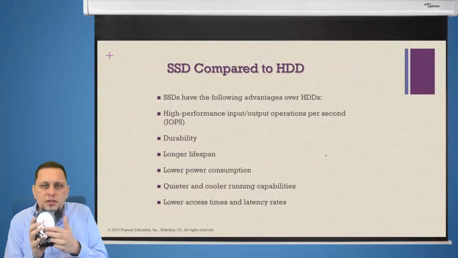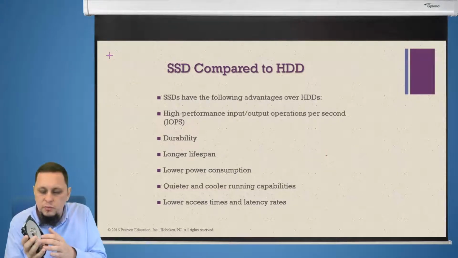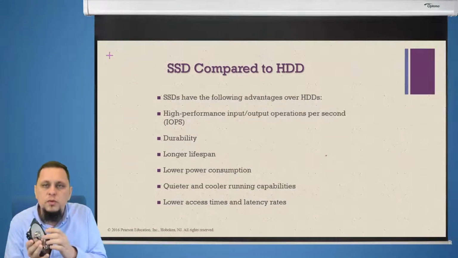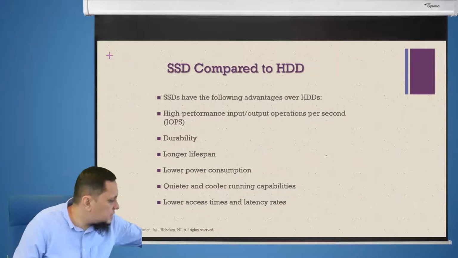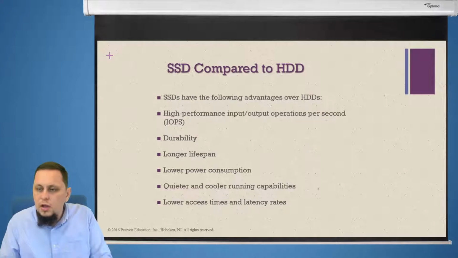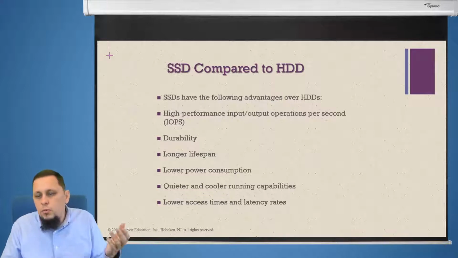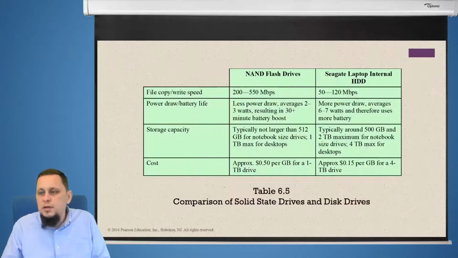With the magnetic disk, this is a partially mechanical device because you have so many moving parts. With SSD, no more moving parts. It's just a small chip. So that's why it has better performance, right? The speed is much faster, it is more durable, has a longer lifespan, and of course lower power consumption, much quieter, and lower access time and latency rates.